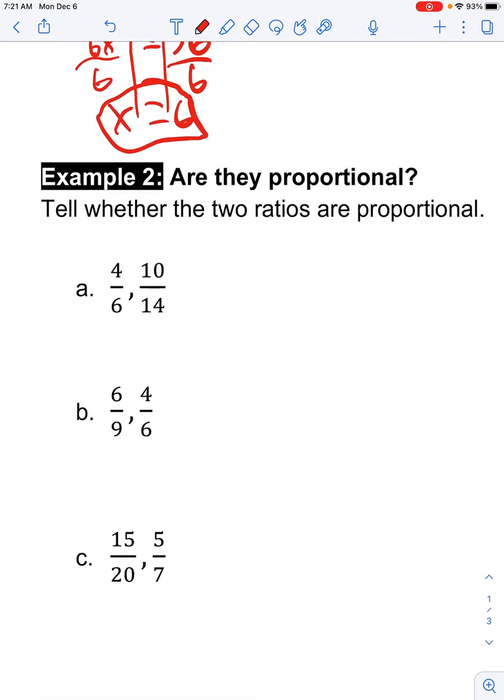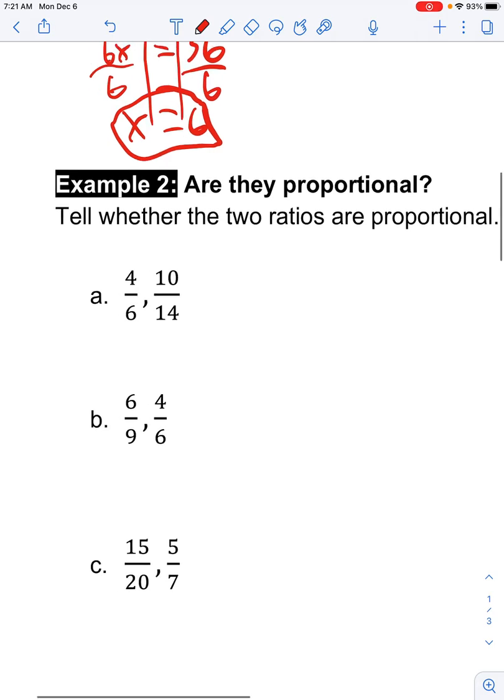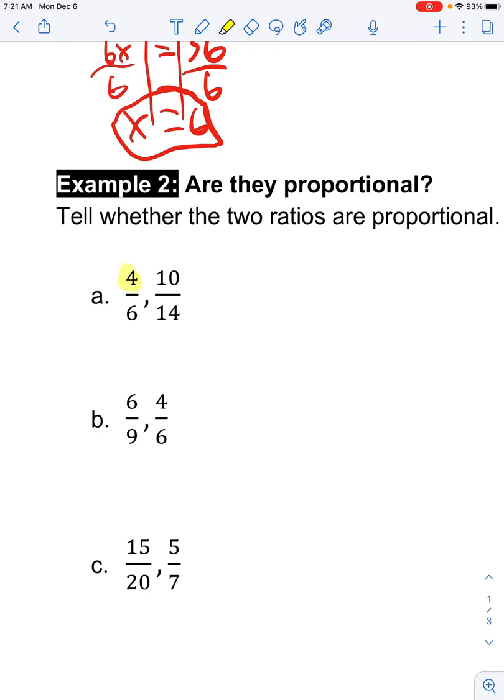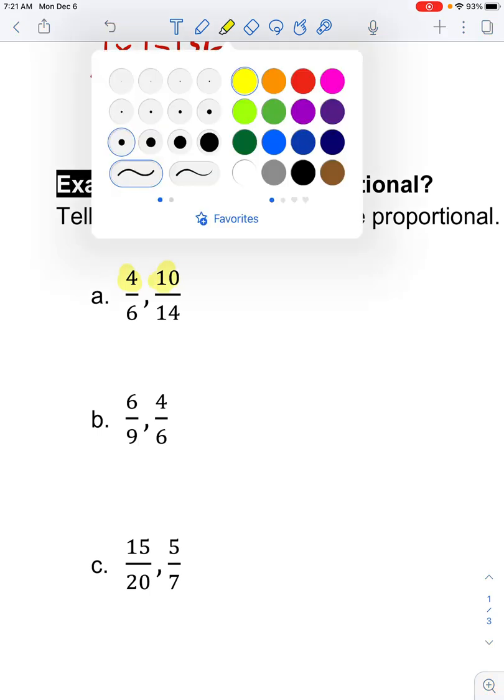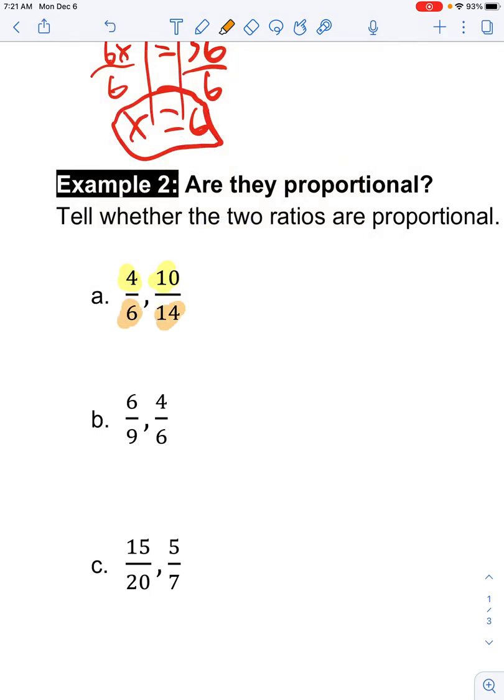All right, let's see if these are proportional. So again, if they're proportional, I should be able to compare my numerators to my denominators. I should be able to plug them in as decimals and see if I get the same answers. So I'm going to look first. If I wanted to compare numerator to numerator and then denominator to denominator, I would get 4/10 is equal to 6/14.